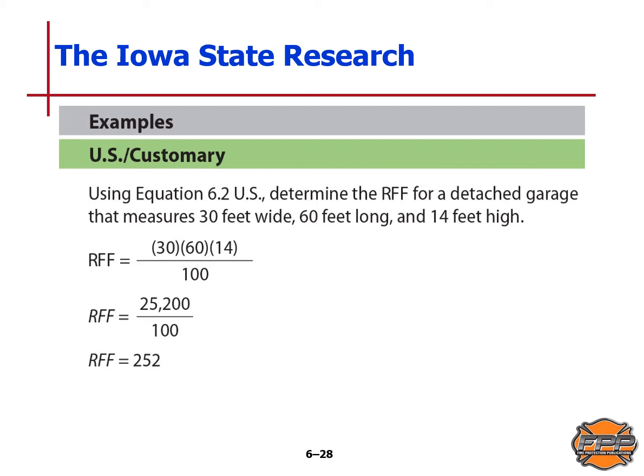So here's an example. Using equation 6.2 for US, determine the RFF for a detached garage that measures 30 feet by 60 feet by 14 high. So the RFF equals length times width times height, or as they did it here, width times length times height: 30 times 60 times 14, divided by 100. That gives you 25,200 divided by 100. So the RFF is 252.